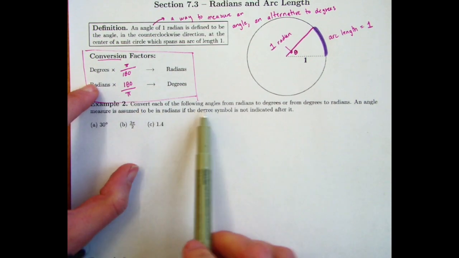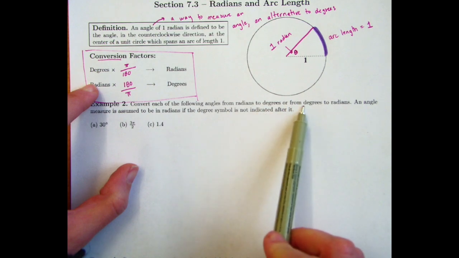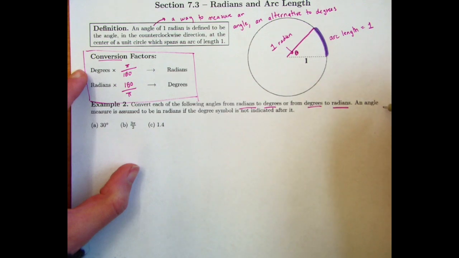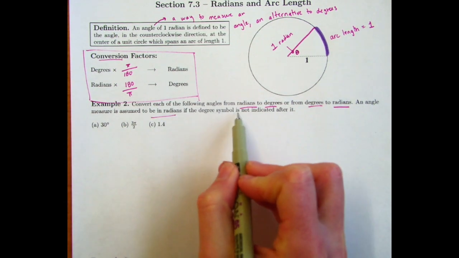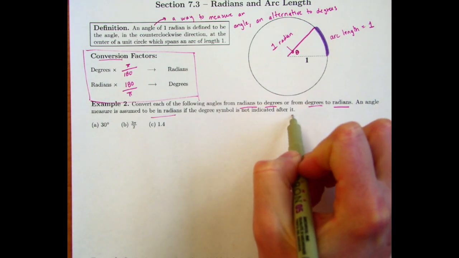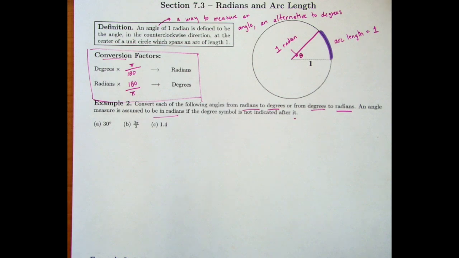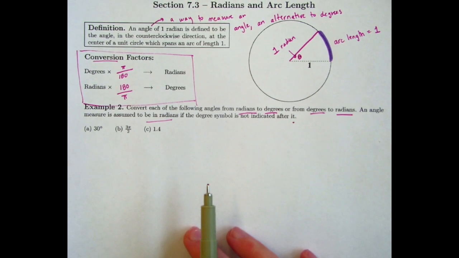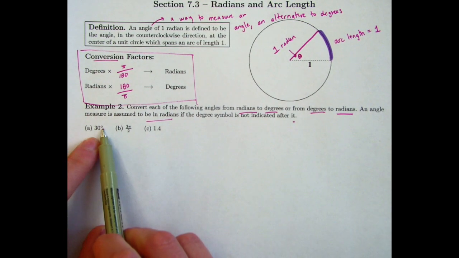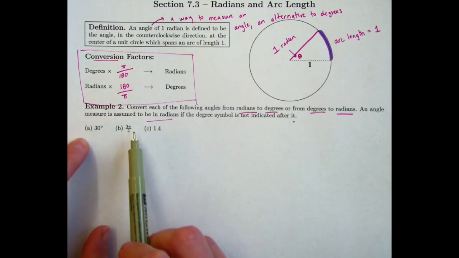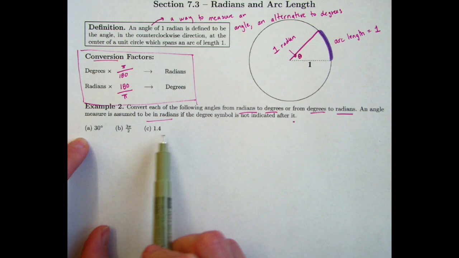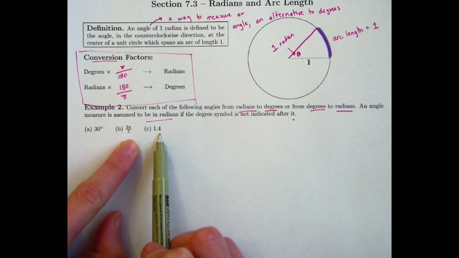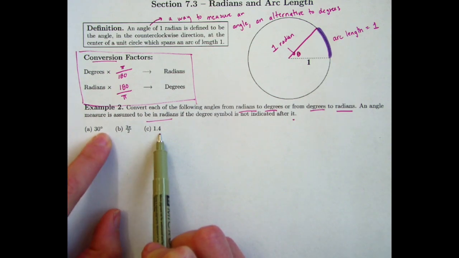So now, convert each of the following angles from radians to degrees or from degrees to radians. An angle measure is assumed to be in radians if the degree symbol is not indicated after it. So from now on, for the rest of your career in math, we're going to be practicing this a lot. Since radians are what advanced mathematicians prefer to use over degrees, if you see a degree symbol, that's when you know that it's degrees. If you don't see any type of unit indicated, so just this 3 pi over 2 or this 1.4, these two are going to be assumed to be in radians because there's no degree symbol after.